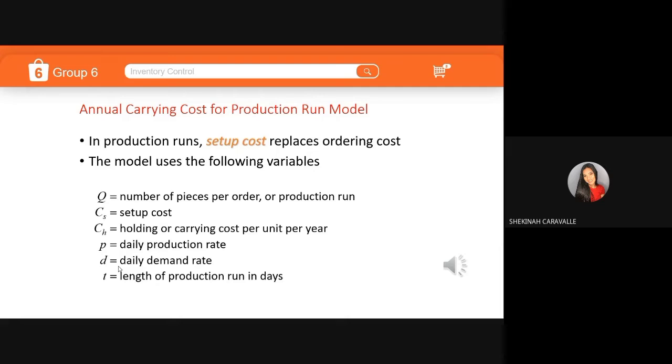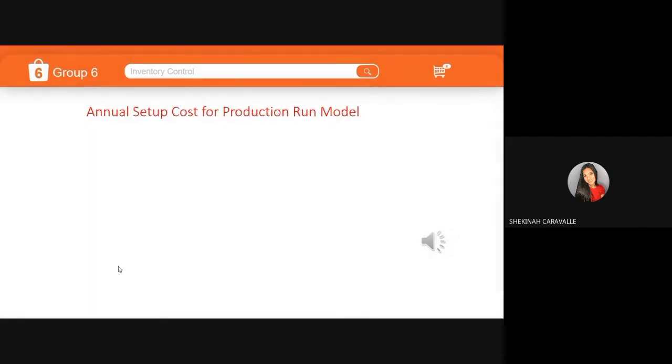The carrying cost per unit is composed of the same factors as the traditional EOQ model, although the equation to compute the annual carrying cost changes. The model uses the following variables. Q stands for the number of pieces per order or production run, C sub S for setup cost, C sub H for holding or carrying cost per unit per year, P as the daily production rate, D as the daily demand rate, and T as the length of production run in days.